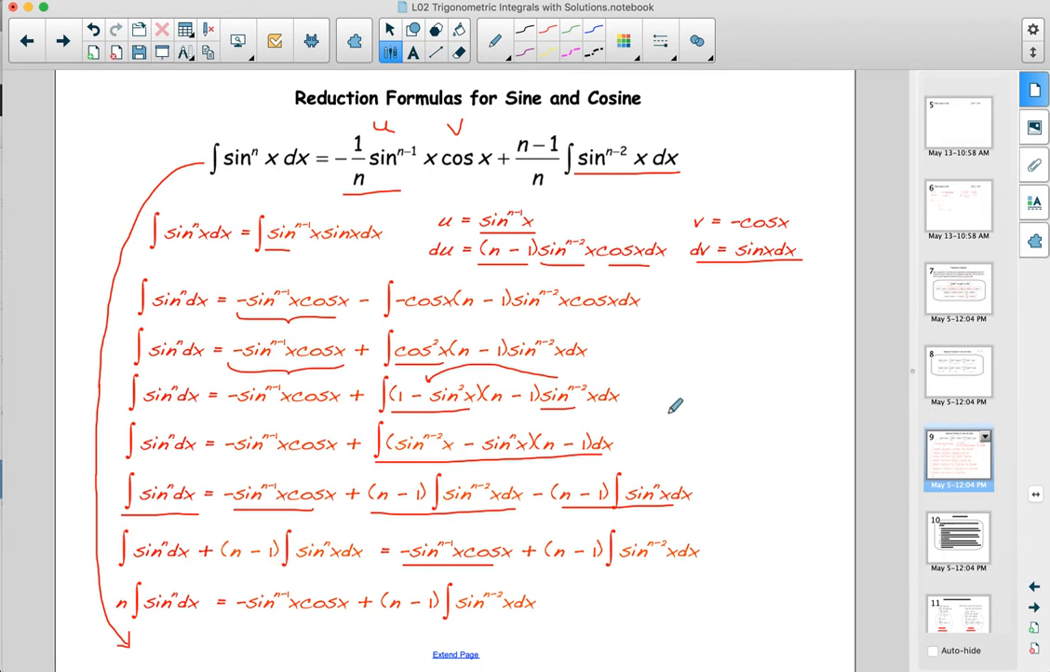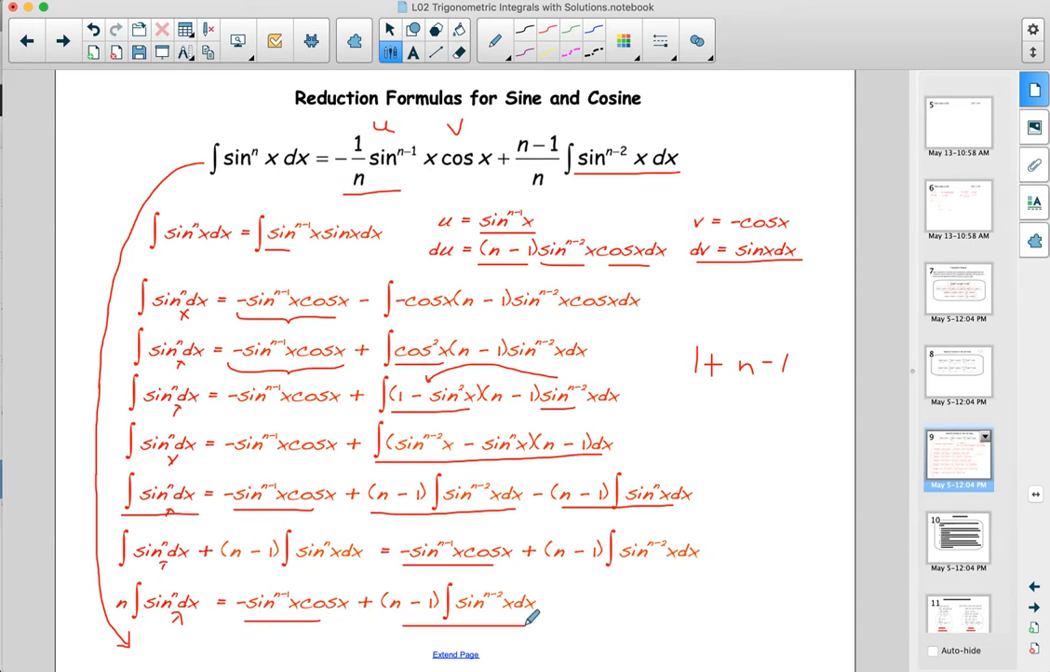Now what I have here is really 1 plus n minus 1 sine to the n dx's. And so that's just going to simplify to give me n times sine to the n. Oh, we're missing an x on these all the way along. That was sloppy writing, so let me put that back in. There should be x's on all of these. Put that one there. Put that one there. So now we have n times the integral of sine to the n of x dx equals negative sine to the n minus 1 of x cos x plus n minus 1 times the integral of sine to the n minus 2 of x dx.